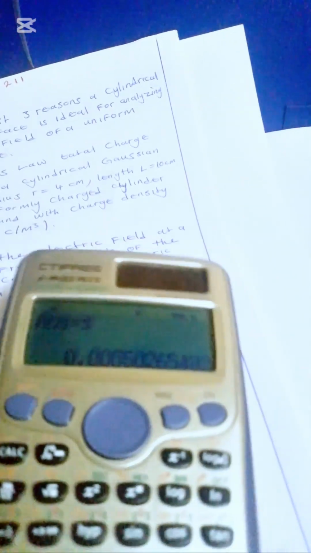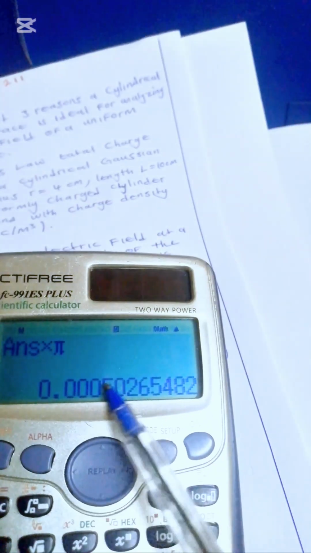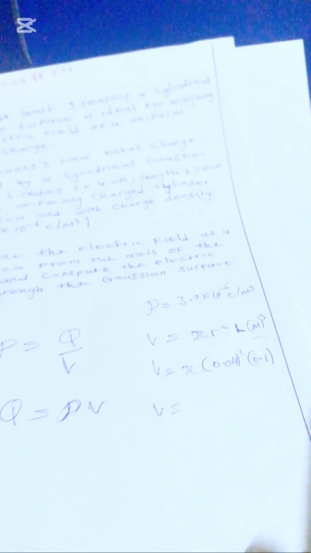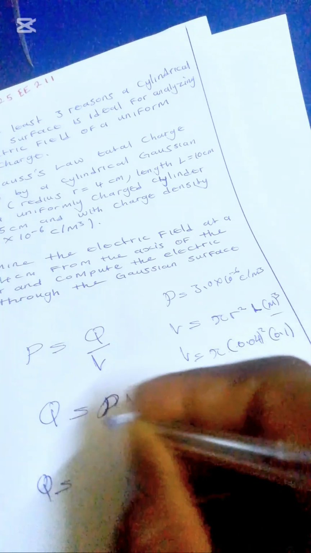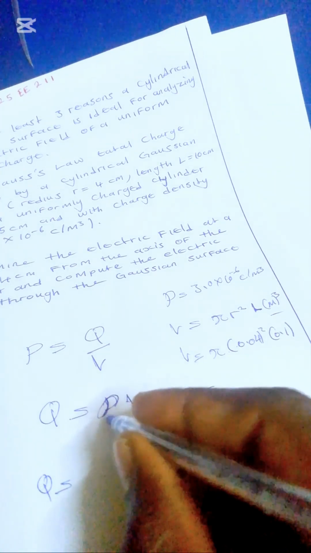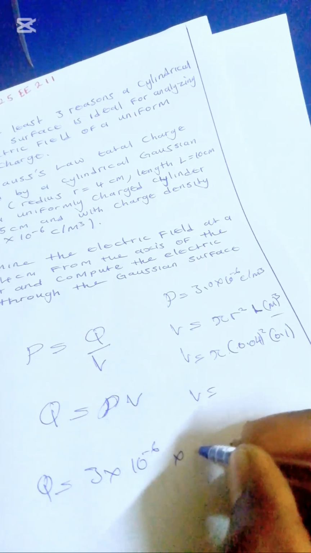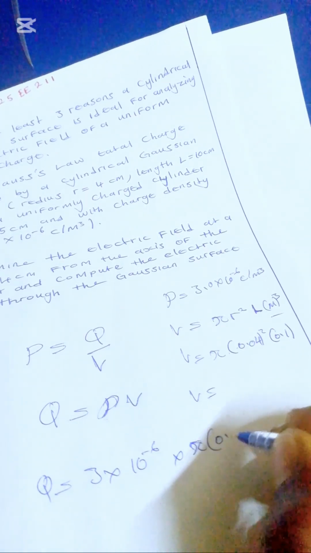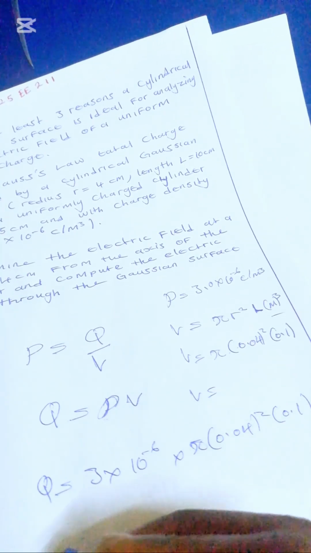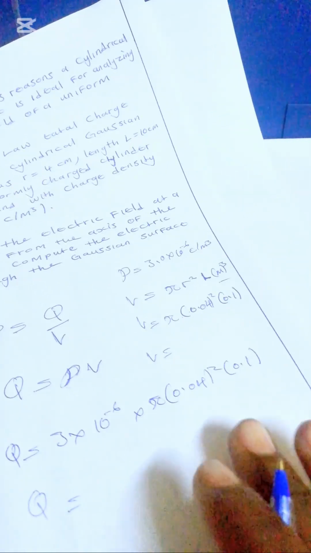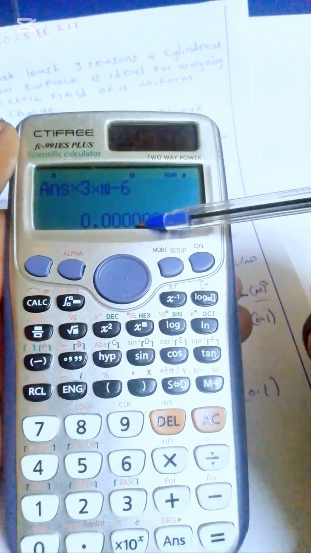So I'm having that huge number, so I don't want to round off, so let me just do it direct. So let's replace there direct so that we find the answer at once. So we have this, which is 3 times 10 to the power negative 6. So we are going to multiply it with pi times 0.04 squared, then 0.1. Okay, so I can now compute this. So I'm having a very, very small number there.